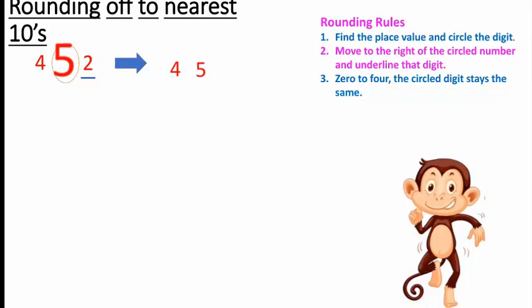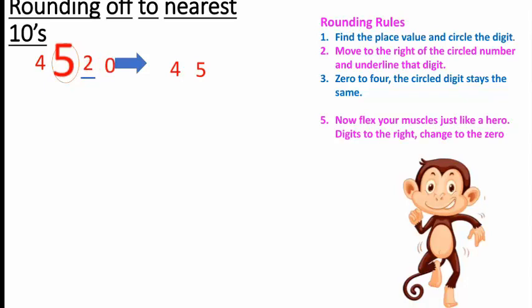As such, the underlined digit was less than 5, so no change was done to the circled digit. Clear? Then the underlined digit will become 0. So what is the rounding off? We have obtained for 452, we got 450 by following the rules.